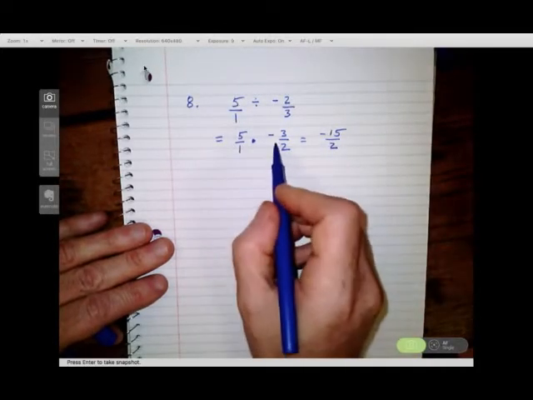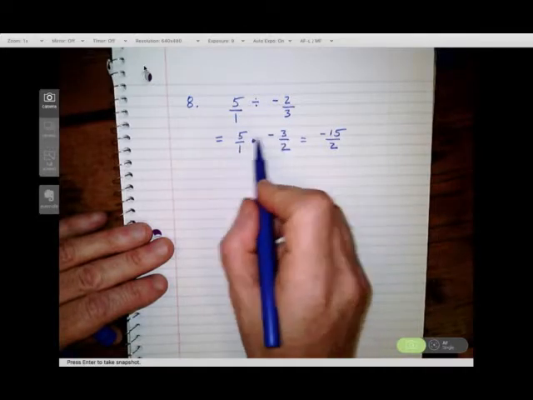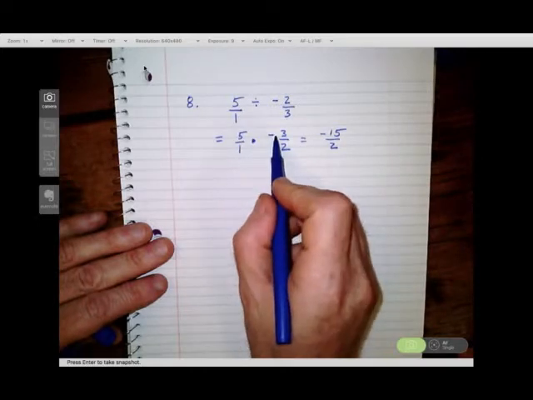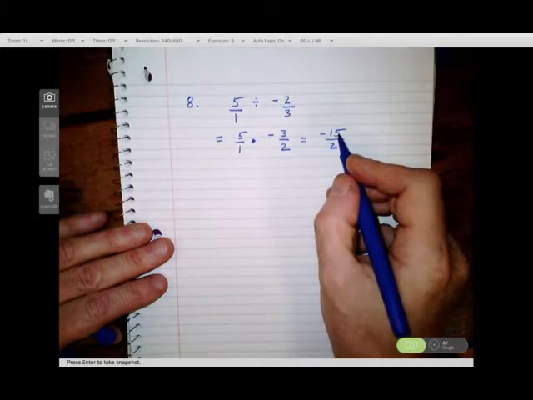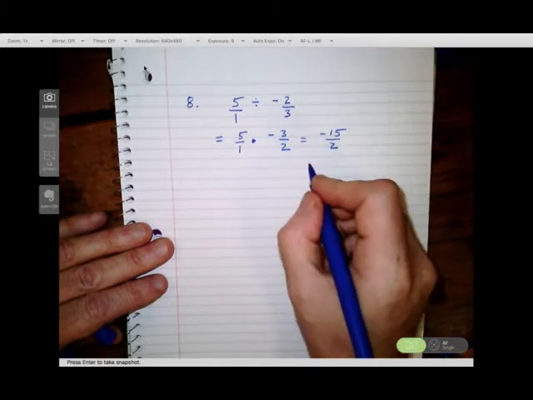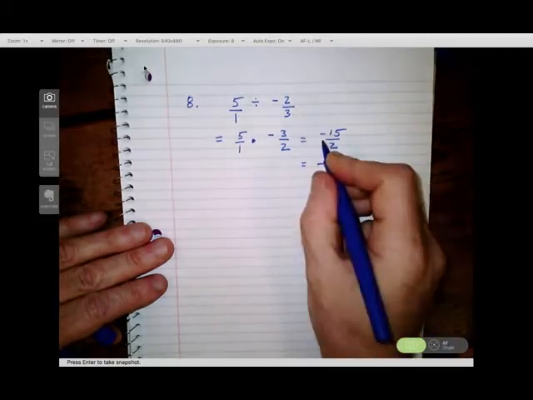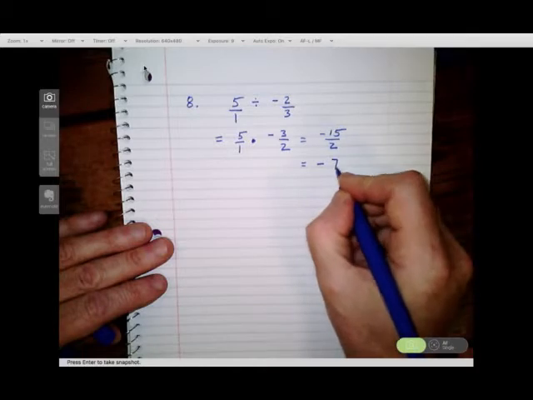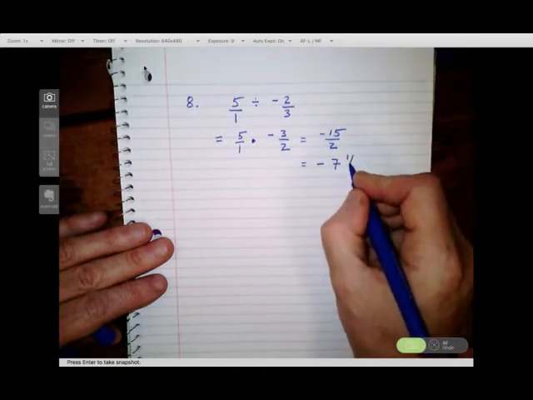So with all of these, I've been treating the negative like it lives with the numerator. And then when I multiply the numerators, that's where I think about the negative. So here, positive 5 times negative 3 is negative 15. Okay, so that is again an improper fraction. We'll switch it around here so it's negative. It stays negative. Don't lose your sign. 2 goes into 15 7 times. That makes 14, so 1 left over, so it's negative 7 and 1/2.